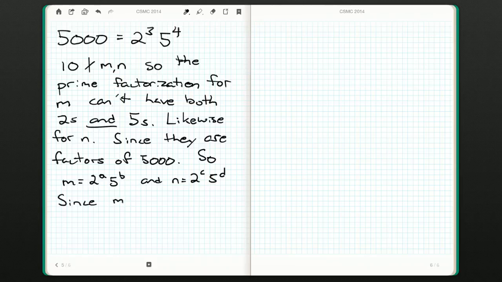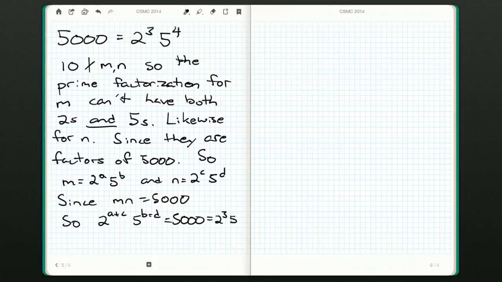We also know that m times n is equal to 5,000. So this is going to be 2 to the a plus c, and 5 to the b plus d is equal to 5,000, which is 2 to the 3, 5 to the 4. We already mentioned that. So what do we know? Well, a plus c, that's got to be 3. And b plus d, that's got to be 4. Okay.